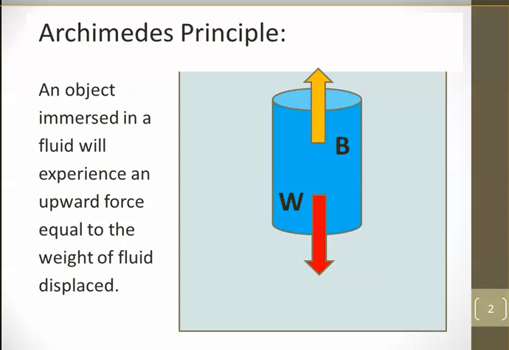Okay. So in this particular case, the object, this idealized cylinder, has a mass and therefore weight. But because it's immersed in this fluid, it also has a buoyant force. Now, how do we understand that?